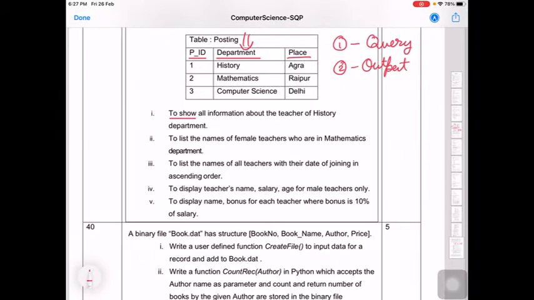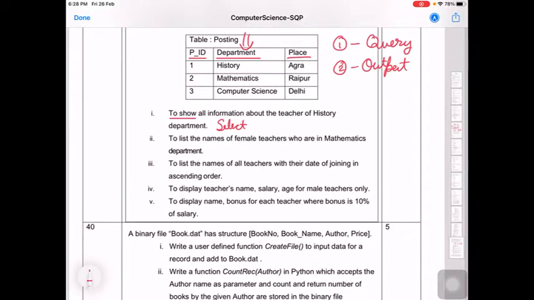Okay, this is the first phrase that I have underlined. This tells me that I have to use select. By underlining, I will automatically get the answer. Please see the approach: to show, to view, to list, to display. These words indicate the use of the select command.